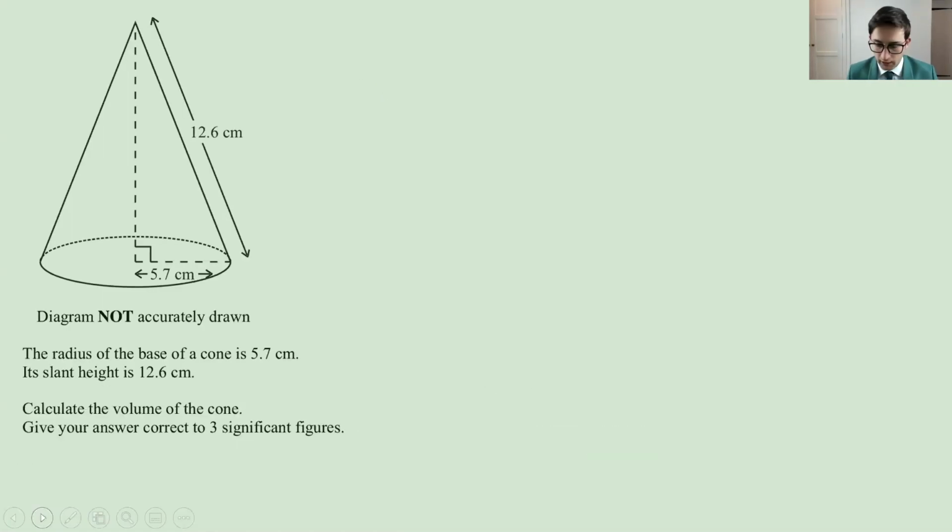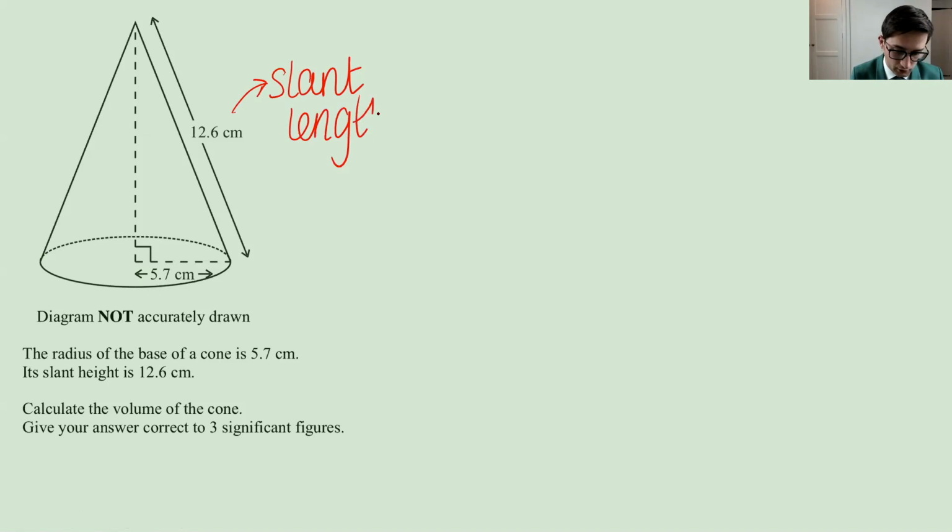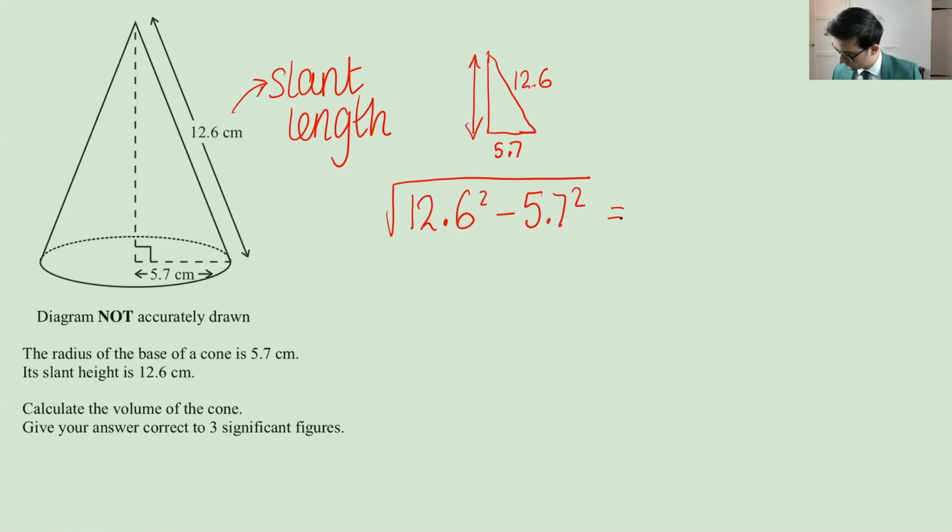Okay, right, so this one we're going to need to use a bit of Pythagoras because they've given us the slant length and not the perpendicular height. So the way we're going to do this is we're going to look at this right angle triangle here, where the radius is 5.7, the hypotenuse is 12.6. So in order to get this value, okay, and then I'm going to use the same thing. So I'm going to use the formula again.